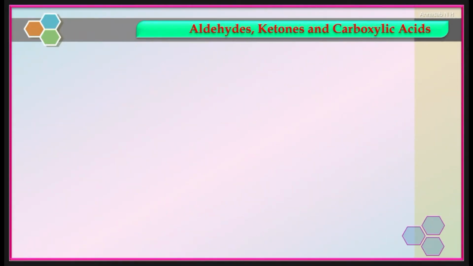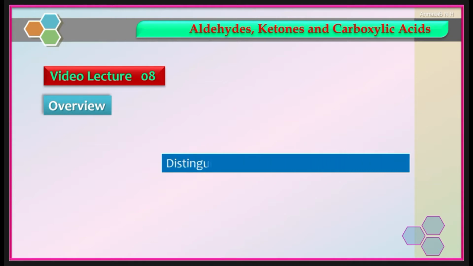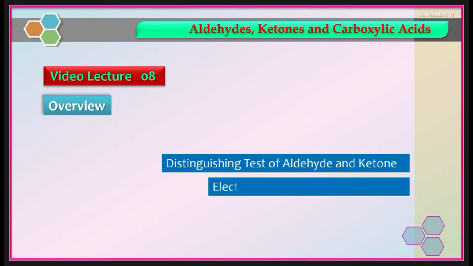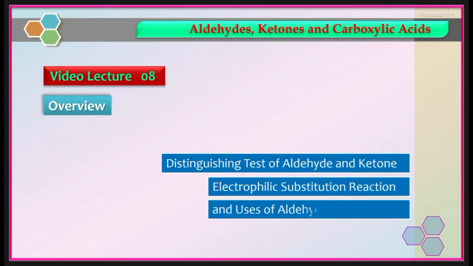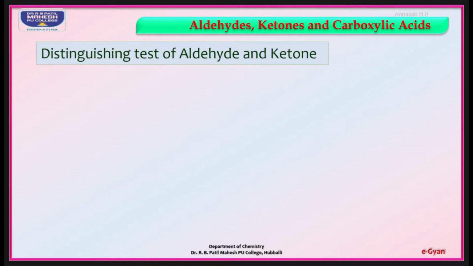In the previous video lecture, you learned reactions of alpha hydrogen atom, that is aldol condensation, cross aldol condensation and Cannizzaro reaction. In today's video lecture, we are going to learn distinguishing or separating tests for aldehydes and ketones, electrophilic substitution reactions and uses of aldehydes and ketones. Let us begin our today's session with distinguishing tests for aldehydes and ketones.